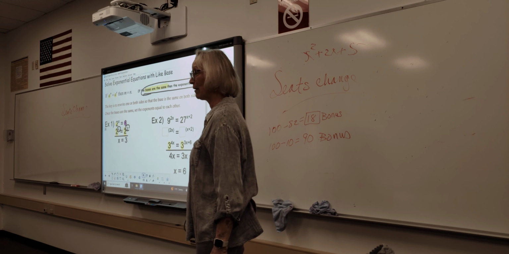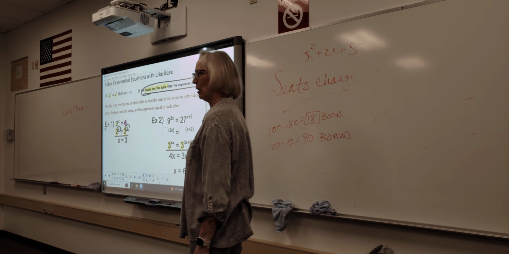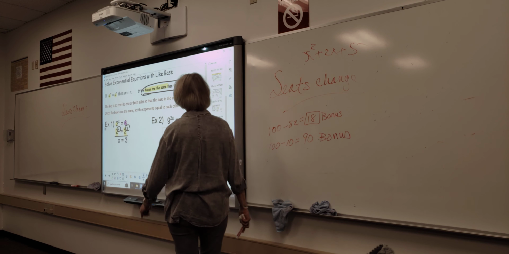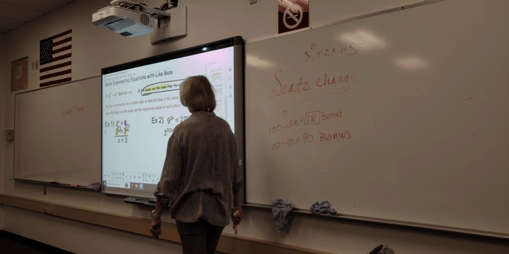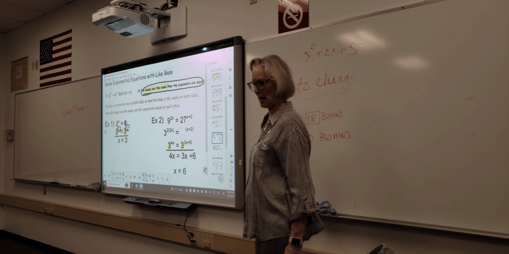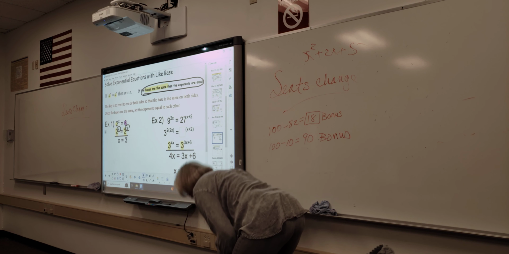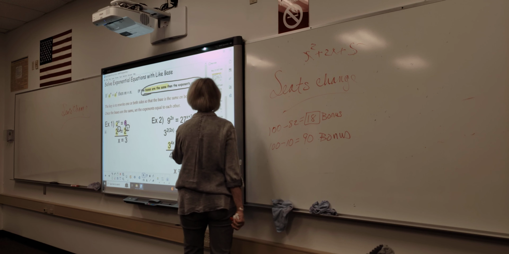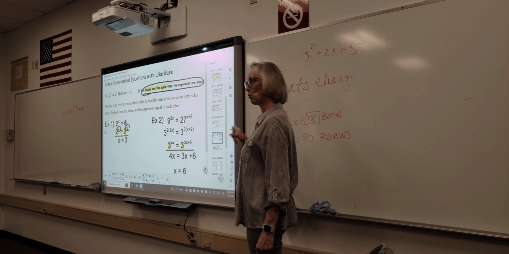Do you see them on there? 9 is what? Square. 3 squared. What is 27? 3 cubed. 3 cubed. Are they like bases? Yes. Okay, do you see how I wrote it?